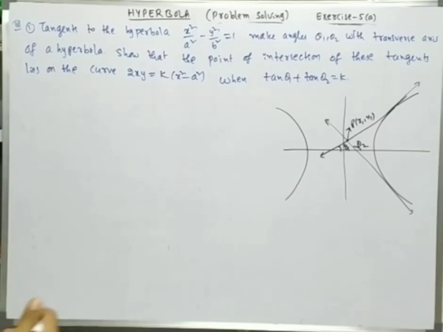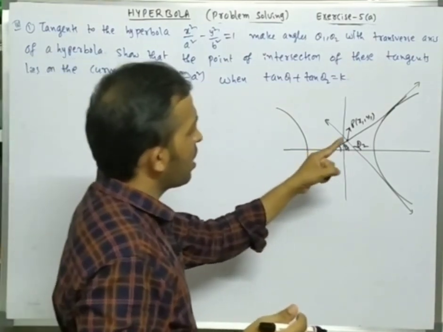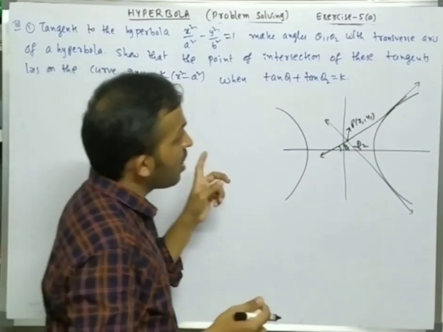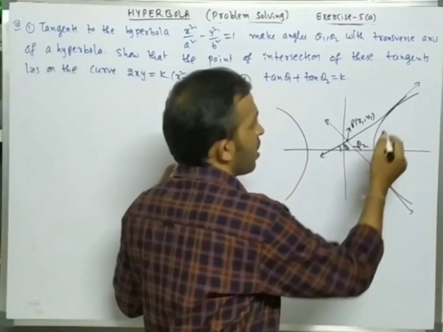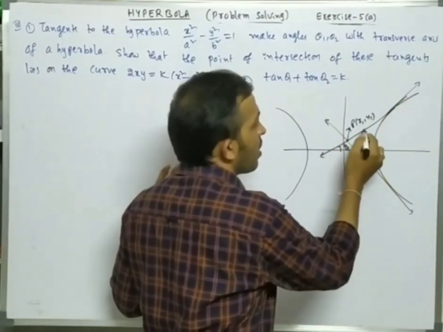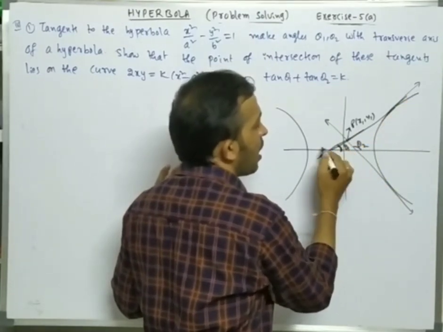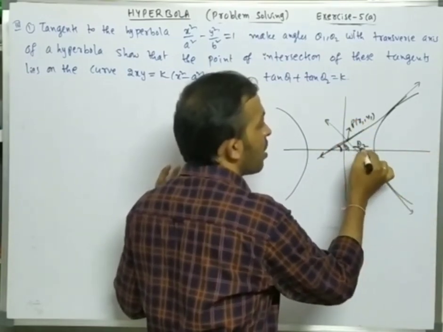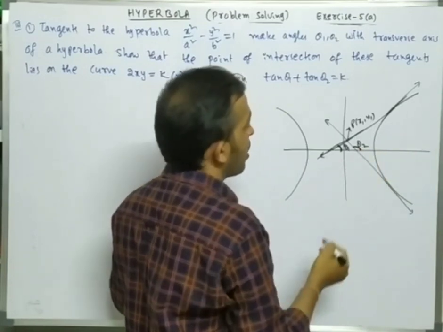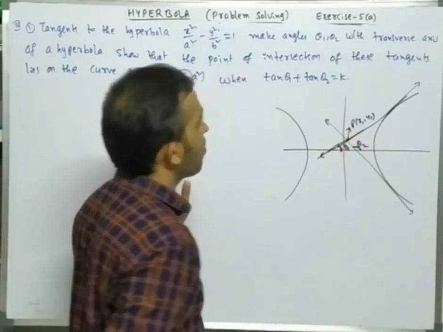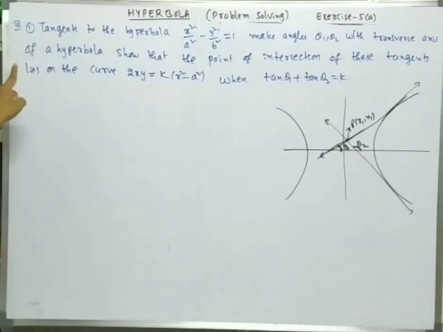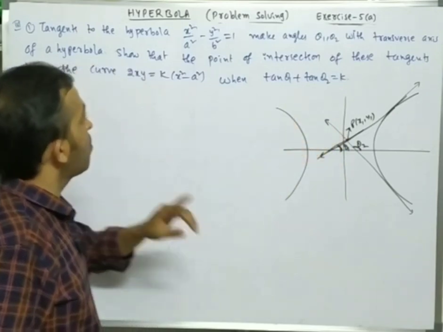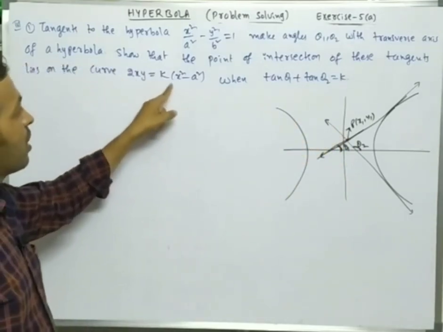Next question: tangents to the hyperbola x square by a square minus y square by b square is equal to 1 make angles theta 1 and theta 2 with the transverse axis. These are two tangents. This tangent is making theta 1 angle with the transverse axis, and this is the tangent making theta 2 with the positive transverse axis, and these two are intersecting at P(x1, y1). This is the point of the locus hyperbola. Then show that the point of intersection of these tangents lies on the curve.